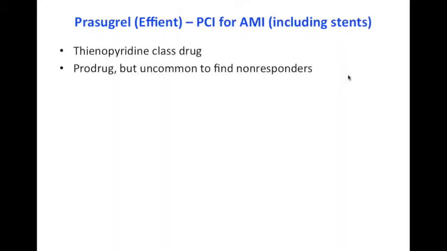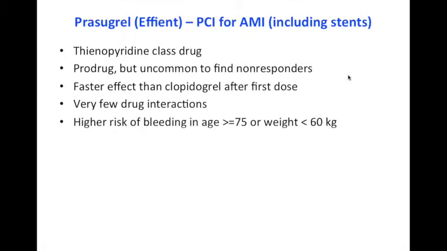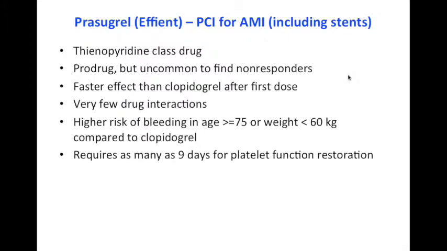Prasugrel is the same class of drug with the same indications. It also is a prodrug, but it's very uncommon to find non-responding patients, so in certain ways it's a better drug. It has a faster onset than clopidogrel, very few drug interactions, but it's a higher bleeding risk in certain patients. Elderly and small patients have more problems with bleeding compared to Plavix.